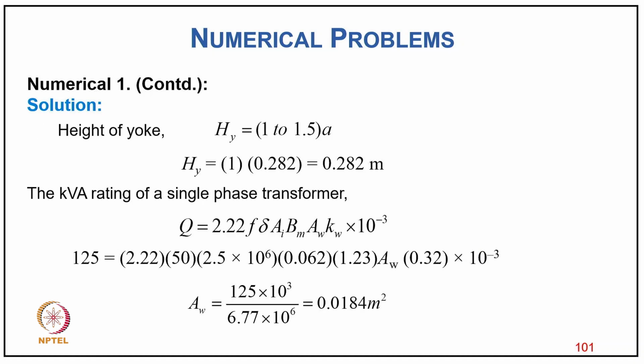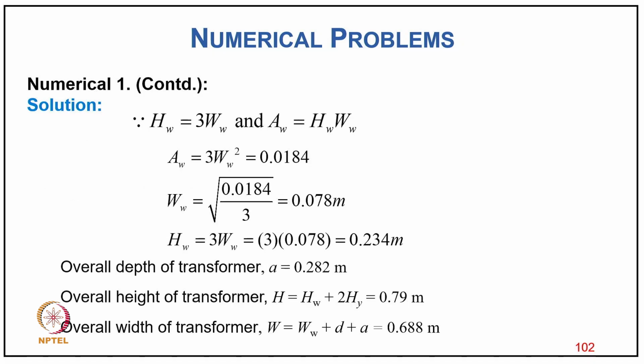And height of the yoke, that is Hy equal to 1 to 1.5 A. So putting the value of this, it comes 0.282 meter. And kVA rating of single phase transformer, Q equal to 2.4 f delta Ai Bm Aw Kw 10 power minus 3. Putting the value of this, Aw comes 0.0184 meter square.